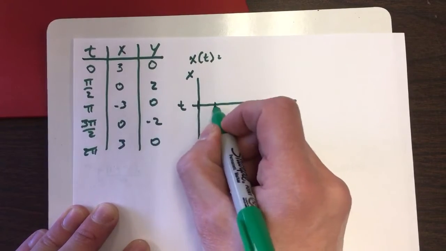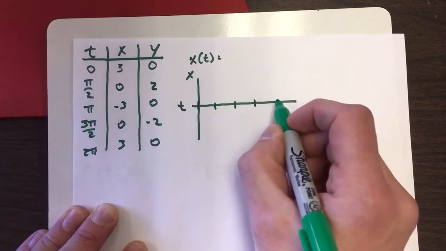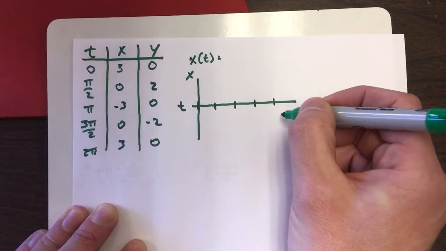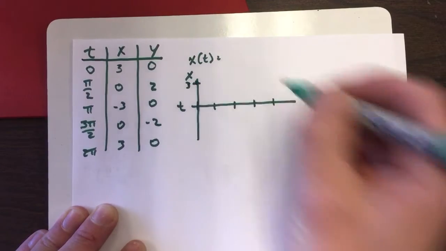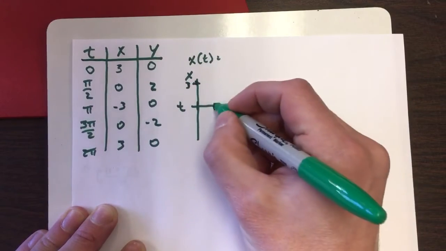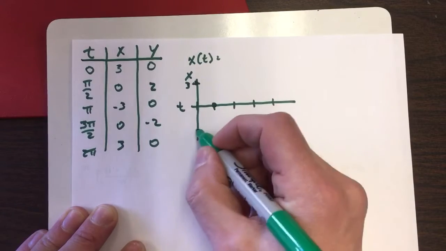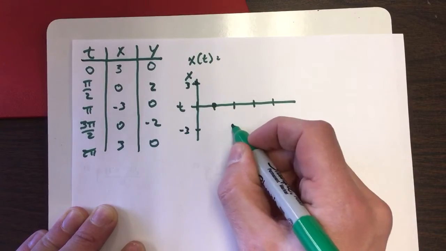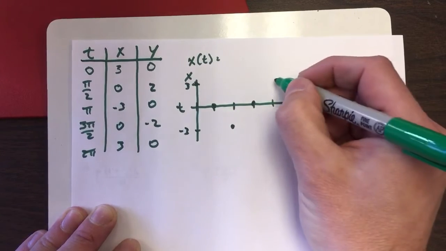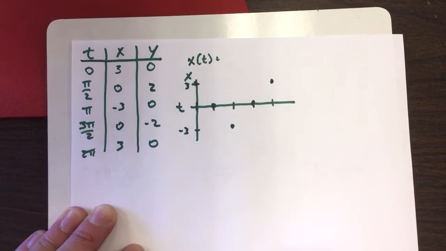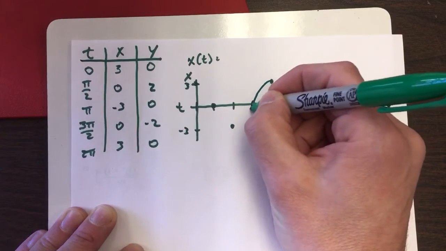T goes from 0, pi over 2, pi, 3 pi over 2, 2 pi. Whereas x starts at 3, at pi over 2 it's at 0, at pi we're at negative 3, at 3 pi over 2 we're back to 0, and at 2 pi we're back at 3. It's all coming back.